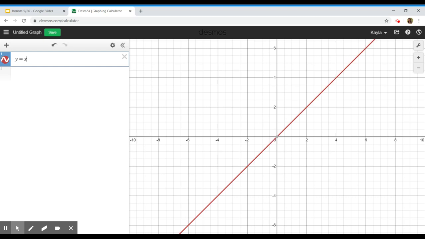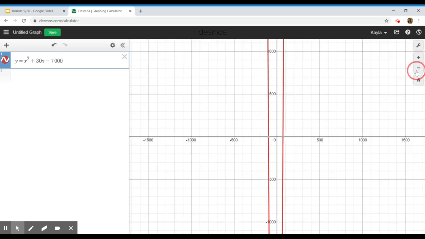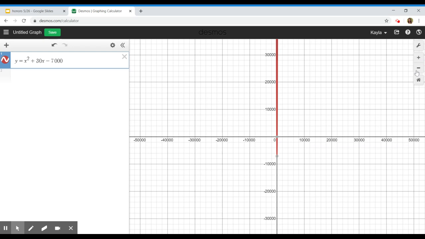So y equals x squared plus 30x minus 7,000. The first thing you're going to notice over here is that we can't see anything. And what I've seen way too many people do when we use Desmos is kind of just do this and really mess up their graph.